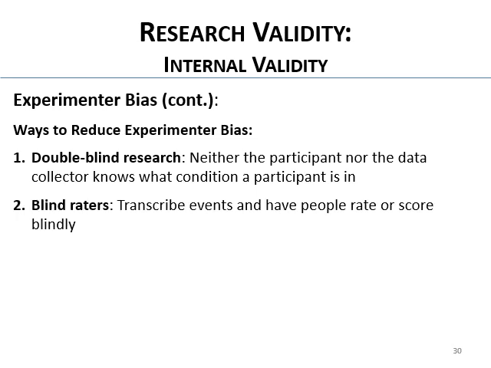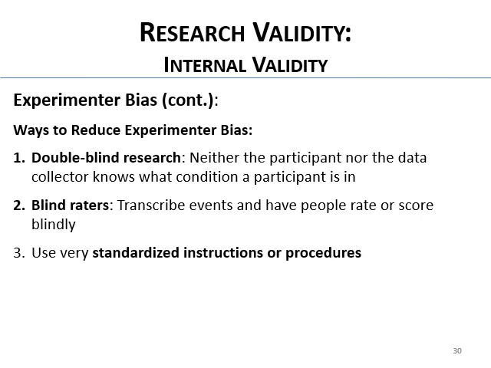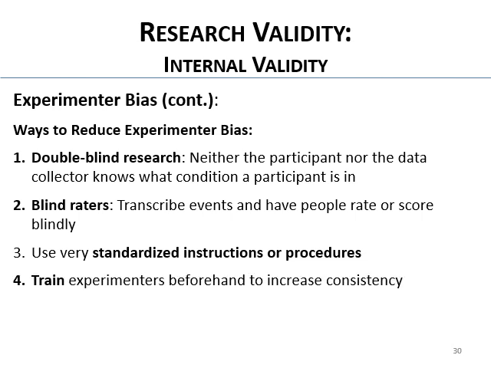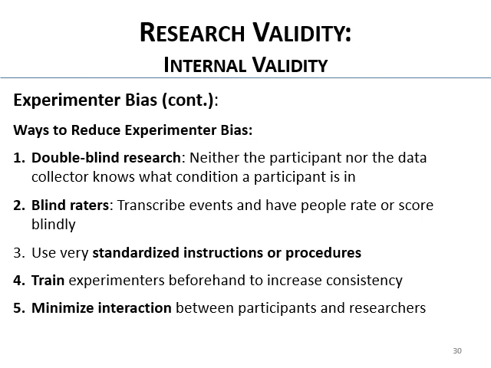Use blind raters to record events. So if they're watching videos, for example, of the monkeys again or the apes again and recording aggressive behaviors, you don't let them know what it is you expect them to find. That's a really bad idea. You have them be blind to what the purpose of the study is and just teach them how to rate things. Using standardized instructions, standardized procedures, and training people beforehand is going to increase your consistency and reduce your experimenter bias.